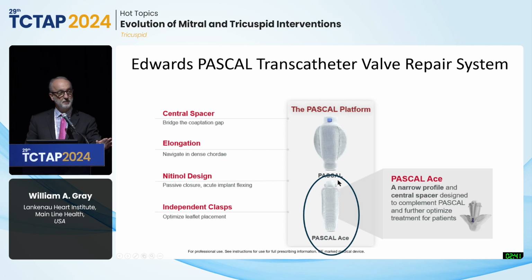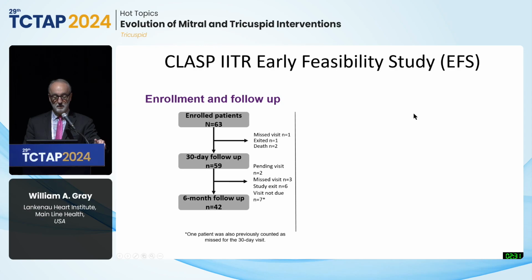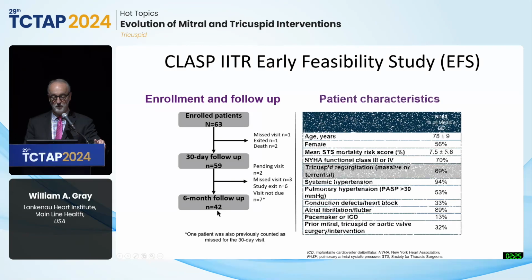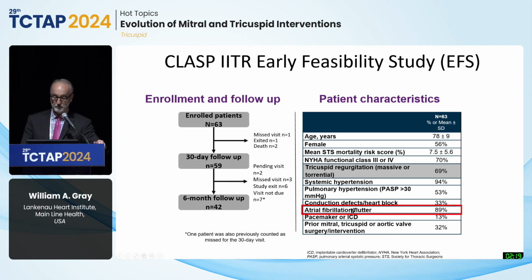I'm going to show you data from the early feasibility study that primarily used the PASCAL platform, but now that ACE has been developed, it's really the go-to device for tricuspid intervention. In the early feasibility study data set, at 6 months, 42 patients were available for evaluation. And you can see of the 63 that were enrolled, as in the EVOKE trial, you can see that most of them are in atrial fibrillation.